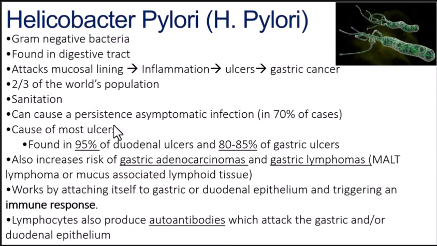More specifically, though, we're looking at about 70% of cases are people that have a persistent infection that's asymptomatic, meaning they don't have any symptoms of infection. In other cases, people can have symptoms, and it can be treated with medication to help kill this bacteria and help the stomach heal. H. pylori is the cause of most ulcers.